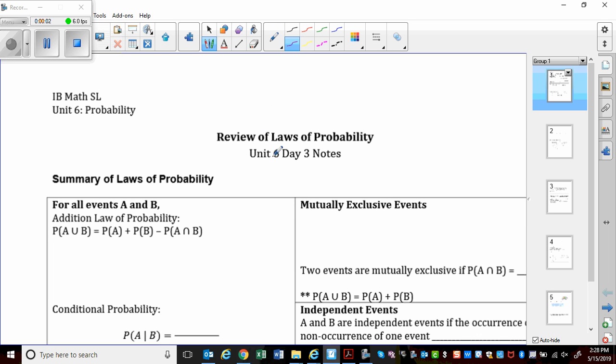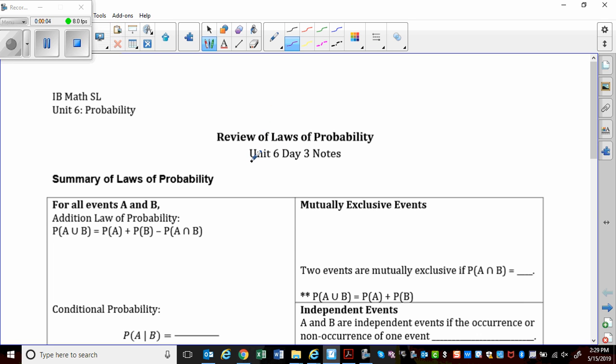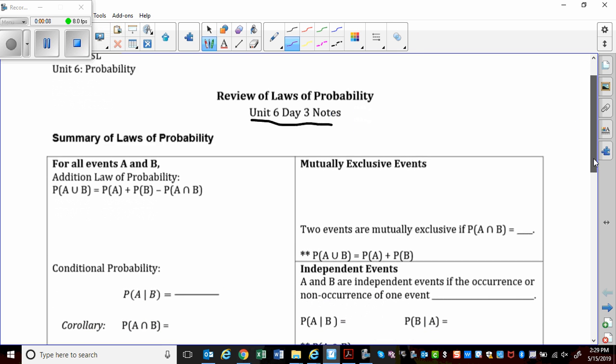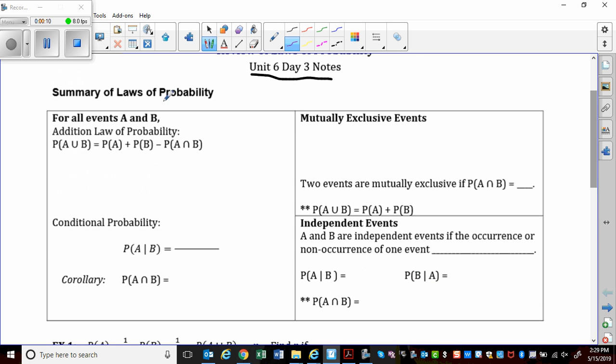Good morning, majors. So today's Unit 6, Day 3 notes, and I just want you to take a minute and go through the last 2 days and fill in this summary, which is the laws of probability. So pause your video, go ahead and fill it in.